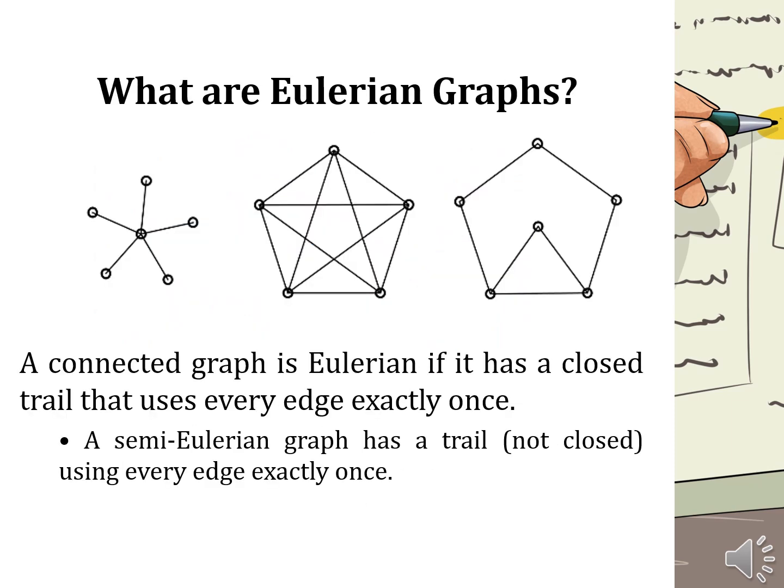Now let's define what Eulerian graphs are. A connected graph is Eulerian if it contains a closed trail, a path that starts and ends at the same vertex, and this trail uses every edge exactly once. If the graph has a trail that uses every edge exactly once but does not end where it started, then the graph is called semi-Eulerian. So the key difference is whether the trail is closed or open.